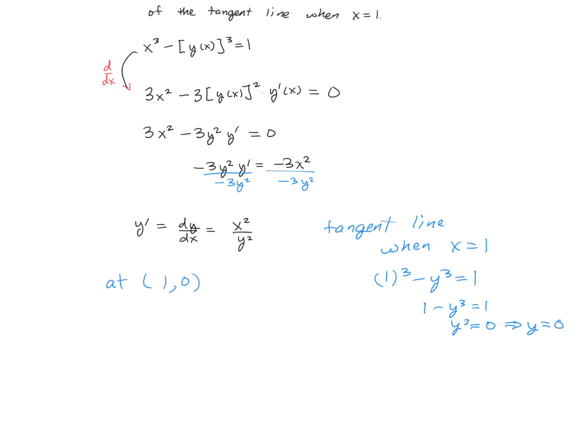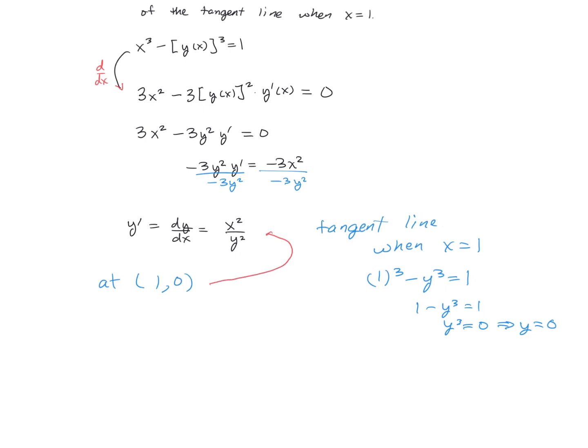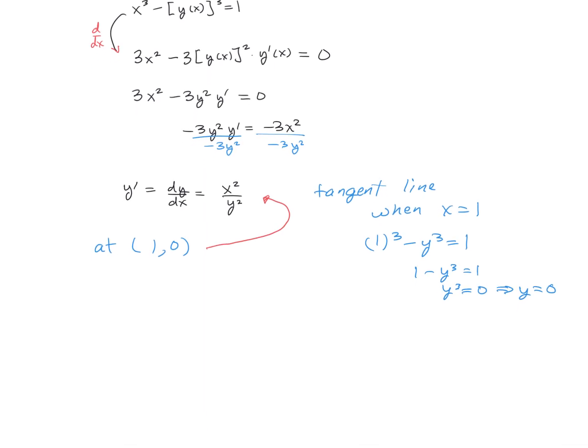Well, that should be a big red flag for us because if you look at this formula, there is no way you could substitute this ordered pair into that derivative formula. So that indicates that we're going to have ourselves a vertical tangent line. So with a vertical tangent line, we're going to have a very simple equation for our tangent line.